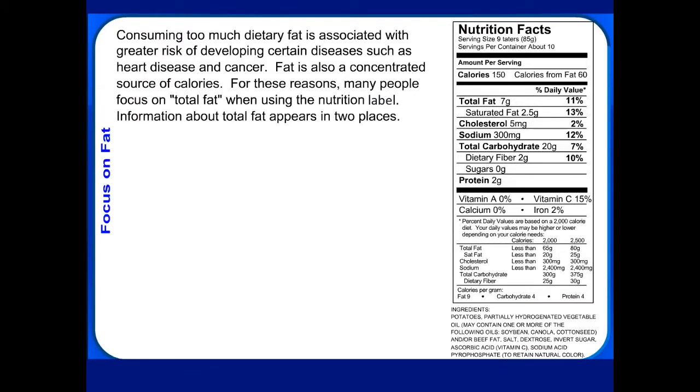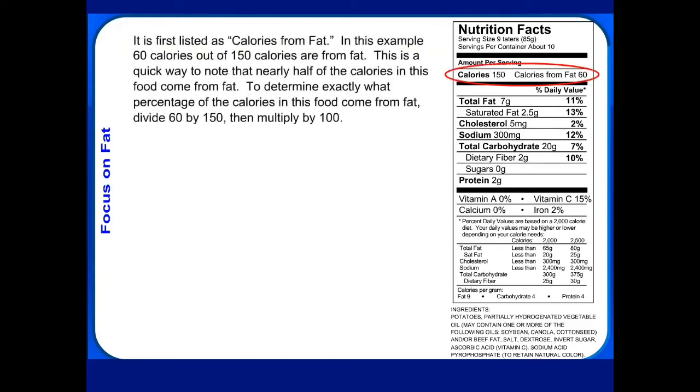Consuming too much dietary fat is associated with greater risk of developing certain diseases, such as heart disease and cancer. Fat is also a concentrated source of calories. For these reasons, many people focus on total fat when using the nutrition label. Information about total fat appears in two places. It is first listed as calories from fat. In this example, 60 calories out of 150 calories are from fat. This is a quick way to note that nearly half of the calories in this food comes from fat.